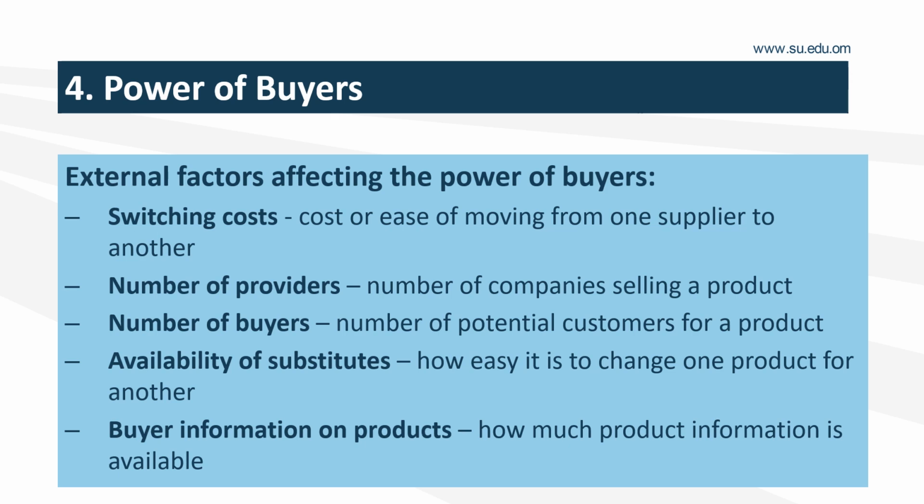And then the last external factor is information on products, how much product information is available. So more knowledge or more information about the products will attract the customers. So this will affect the power of buyers.